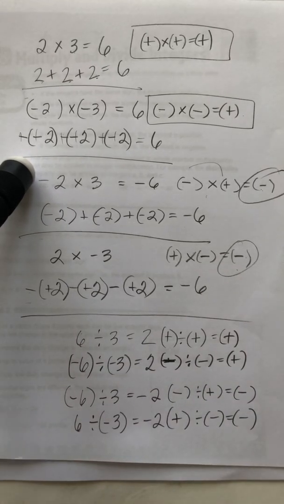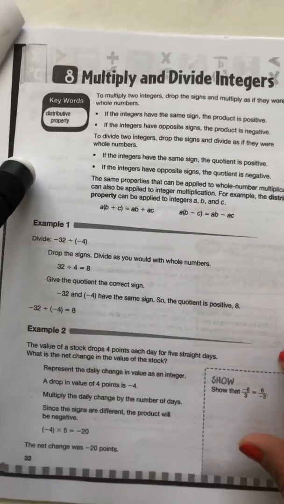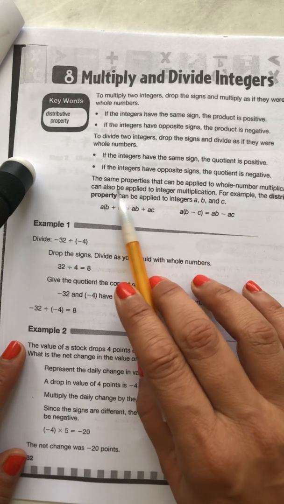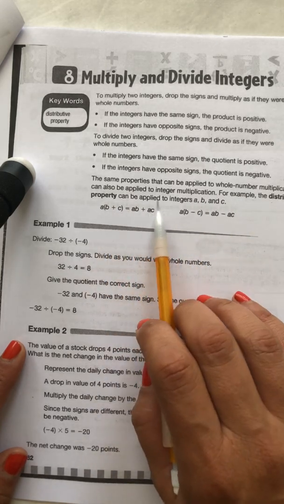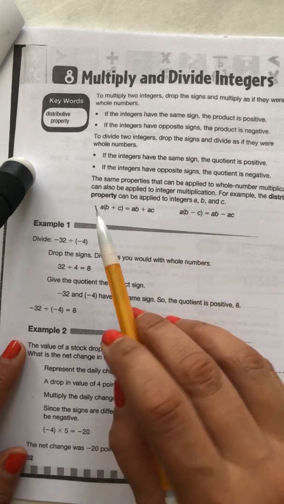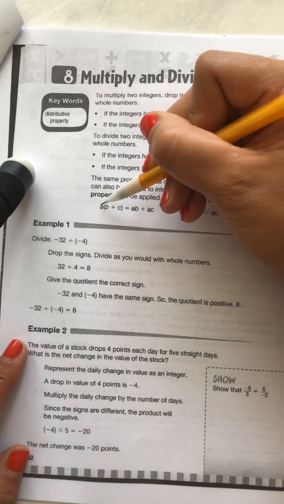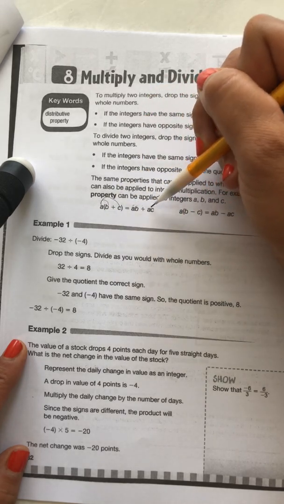Like that. So these rules are pretty simple. If you remember the 3, you won't have a problem. So let's see what their examples are. The same properties that can be applied to whole number multiplication can also be applied to integer multiplication. For example, the distributive property can be applied to integers a, b, and c. So a times the sum of b and c, you're pulling that through, right? So a times b plus a times c.